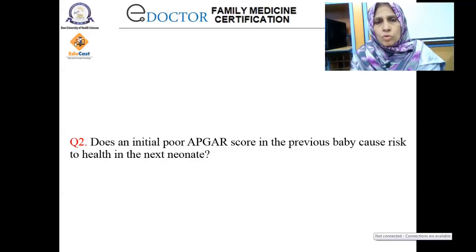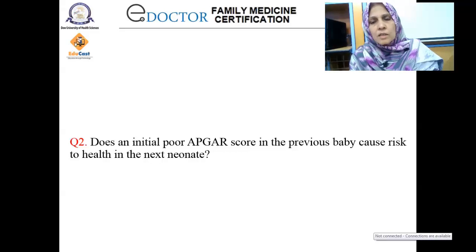So if those conditions recur in the next pregnancy, if the same issue has not been addressed, and the actual problem which caused that poor APGAR score persists in the subsequent baby, yes, you can have a poor APGAR score. For example, if the baby has some CNS malformation or some chromosomal abnormality which has resulted in a poor APGAR score, and the subsequent baby also has the same problem, he might have a poor APGAR score, otherwise not.